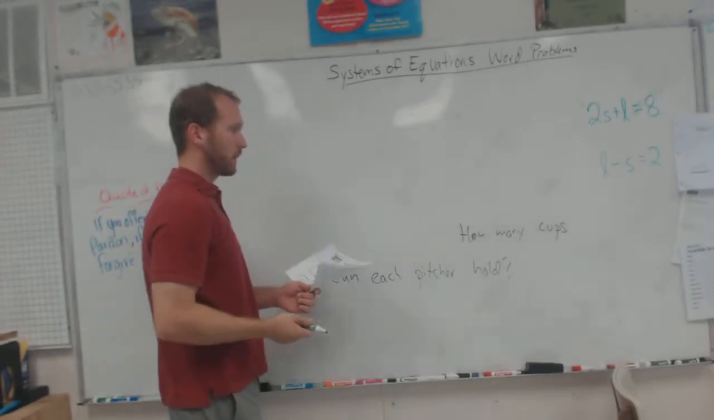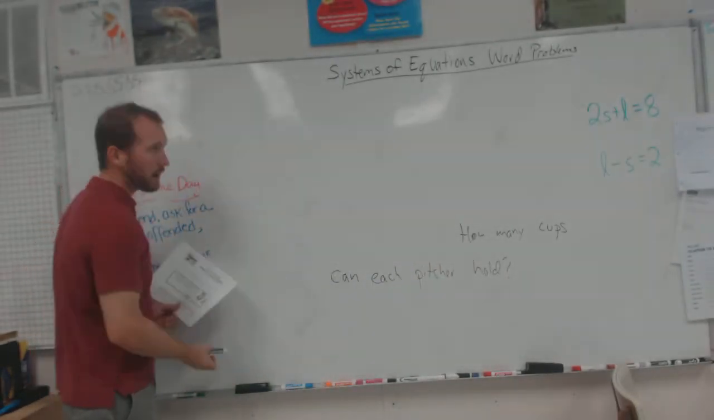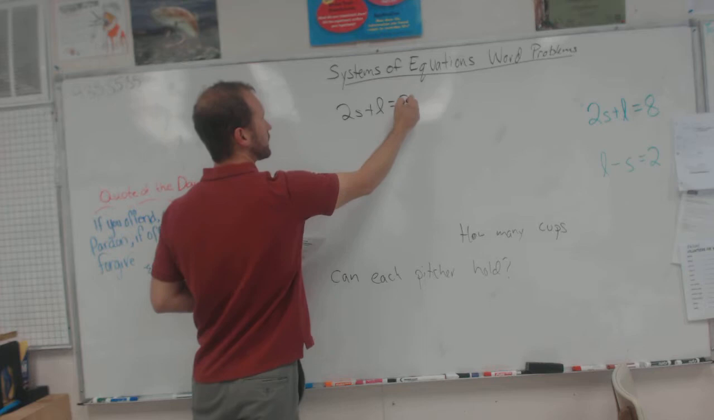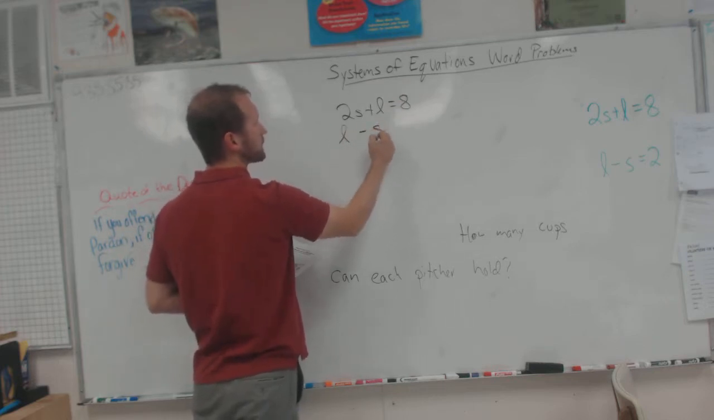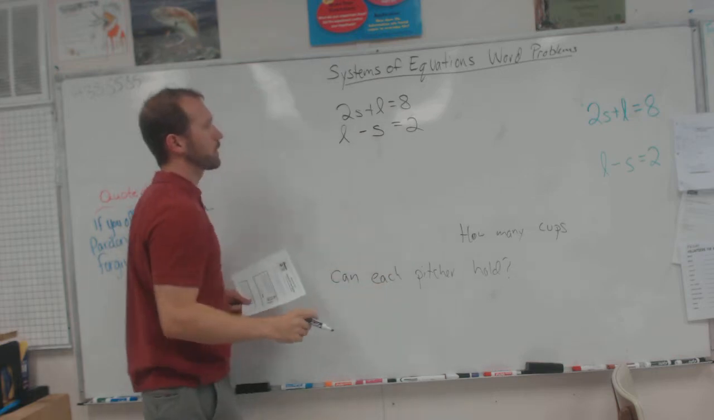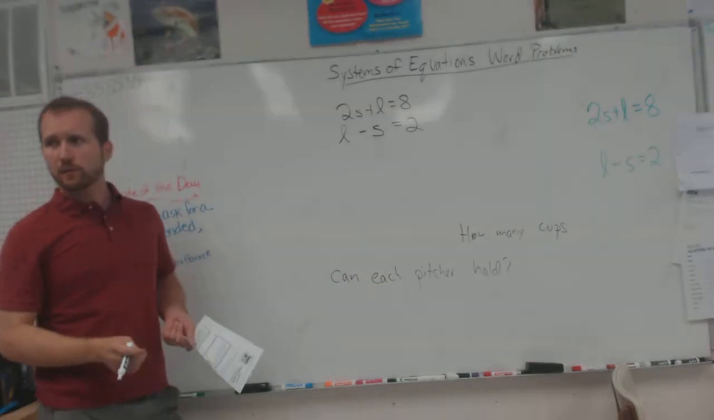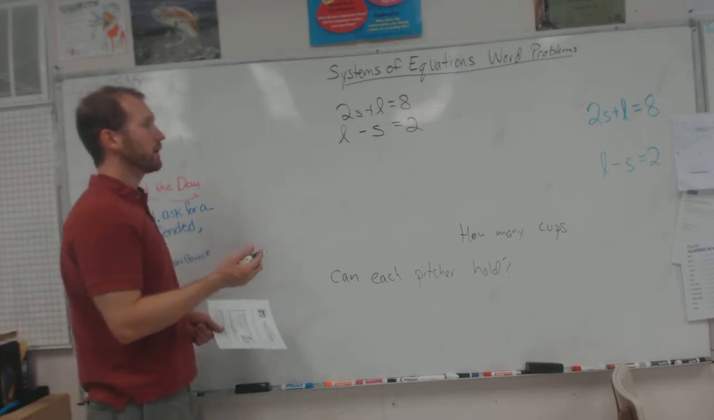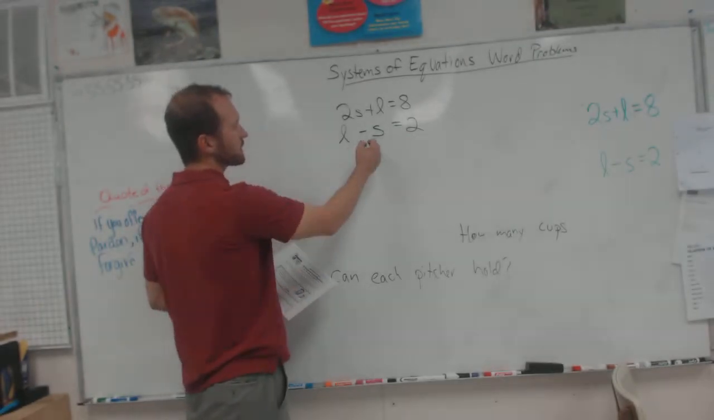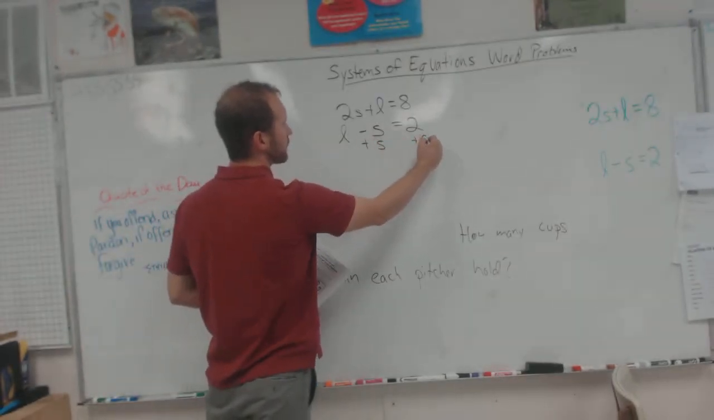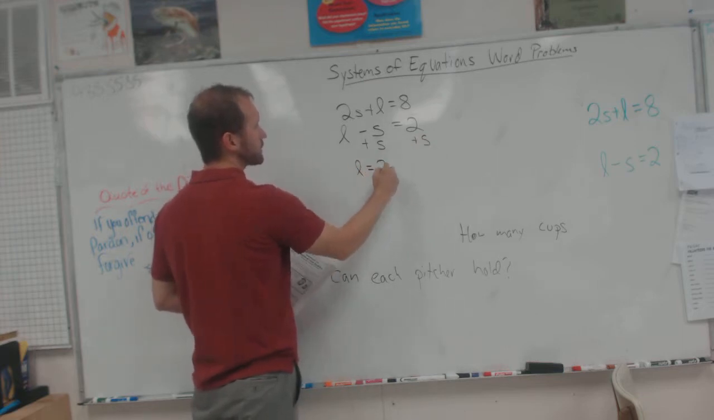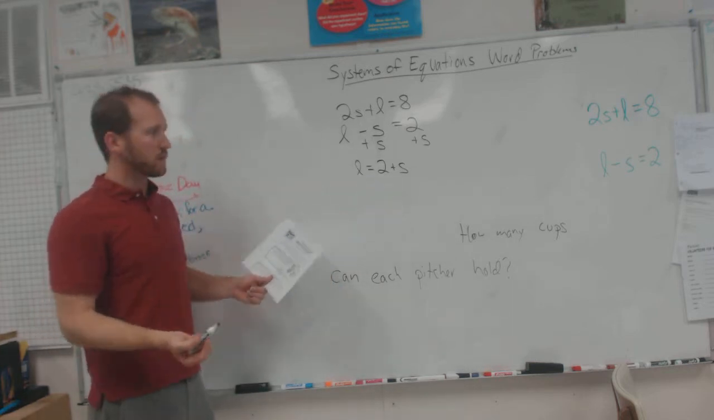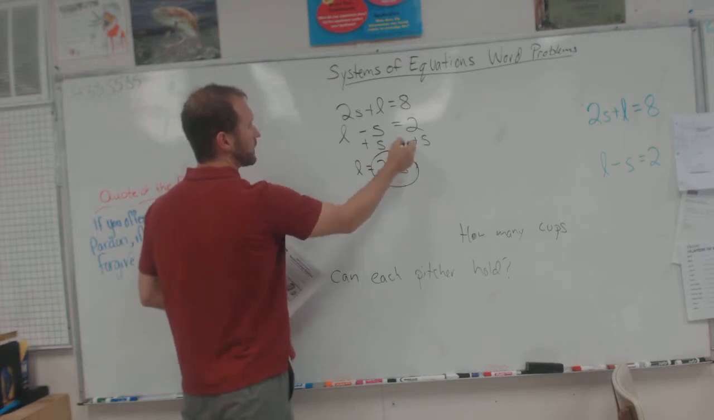Alright. So now let's look at these 2 equations. And what we have really is just a system of equations. 2s plus L equals 8. And then L minus S equals 2. Okay. There's a lot of ways that we could solve this. We could use substitution or elimination. It doesn't really matter. I'm just going to go for substitution because I noticed that if I add S to both sides, then I have L equals 2 plus S. That's another way of writing my second equation. So then I can just substitute this for L here.